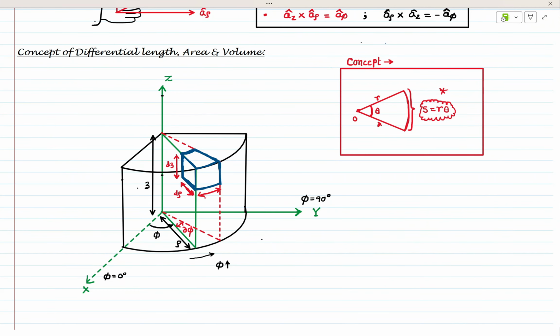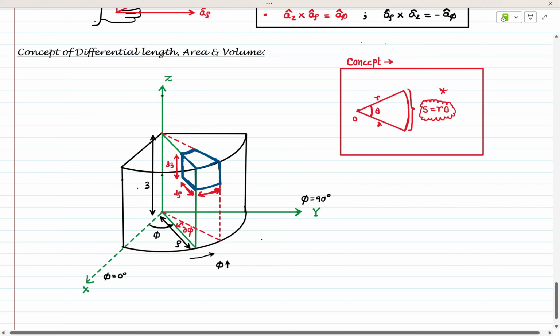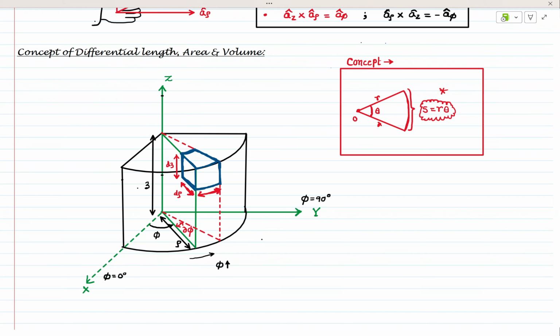See this point carefully. This marked portion over here is nothing but a portion of the perimeter of this cylinder. Not only that, for this small portion the covered angle is del phi, and the radius is rho.